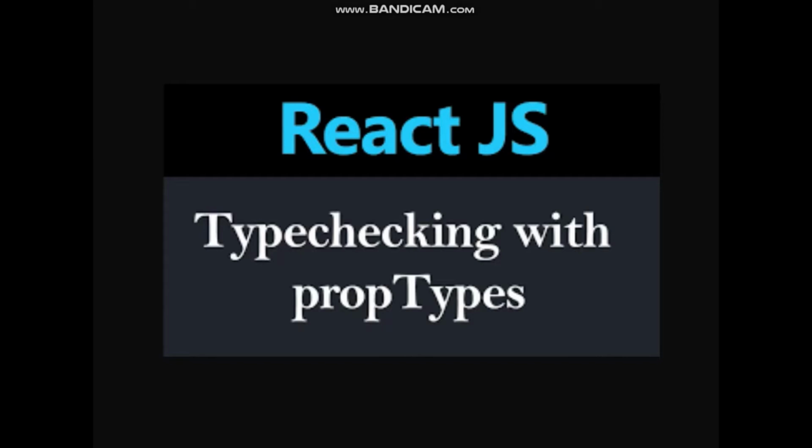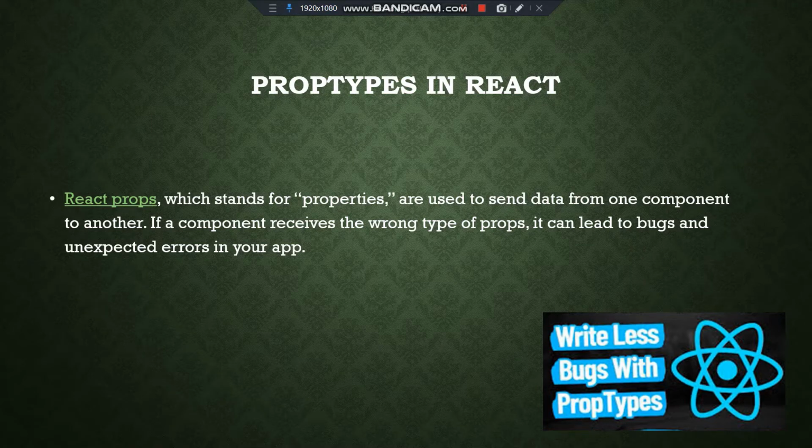Today we are going to talk about prop types in React. This is not just an introduction; it is a one-stop shop for prop types in React. Here we go. React props, which stands for properties, are used to send data from one component to another.